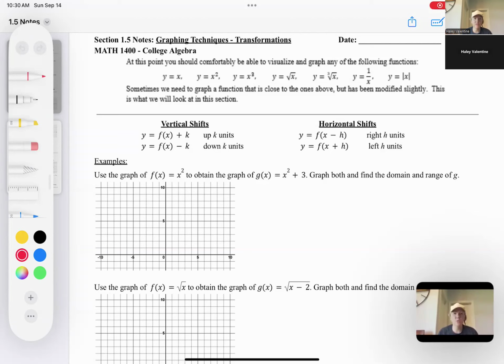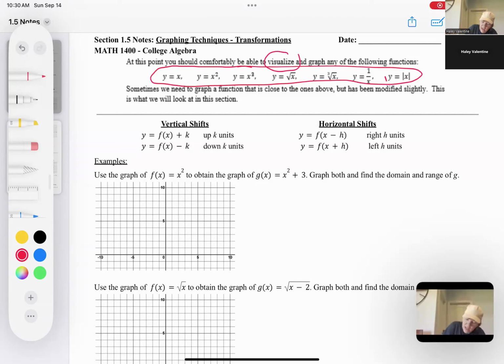So in section 1.4, the last section that we covered, we looked at the library of functions, meaning what the square root function looks like, the quadratic, the cube root, the cubic, the absolute value, all those functions. I'm hoping when you look at an equation of a function, you can kind of picture what it's going to look like based off of what you know that parent function looks like. Those are all listed right here, those ones that we were looking at last time. Again, hopefully being able to visualize and graph any of the functions with what we learned today.